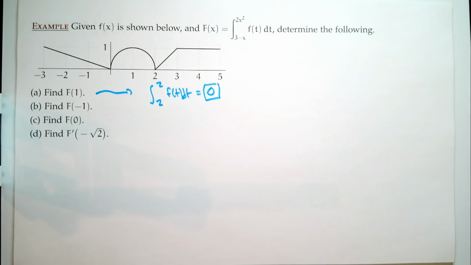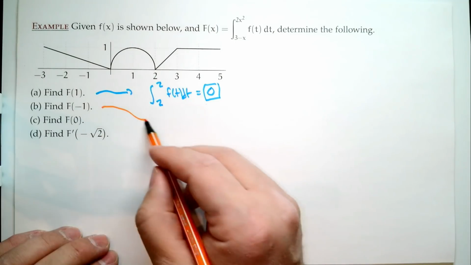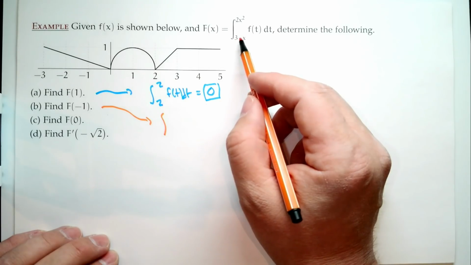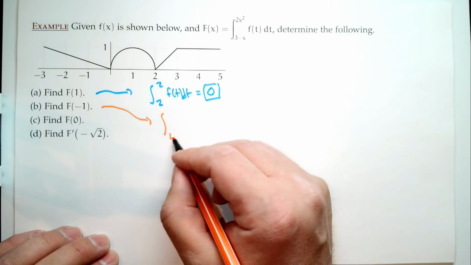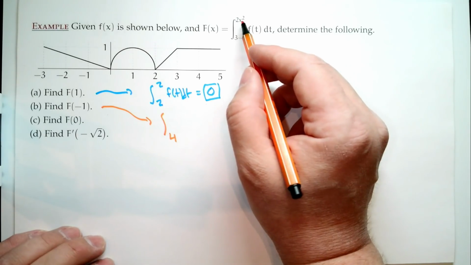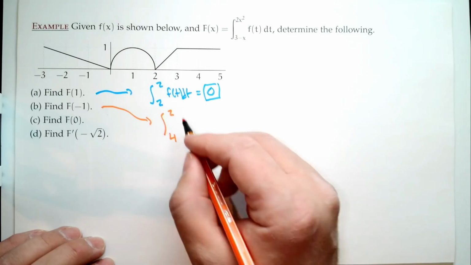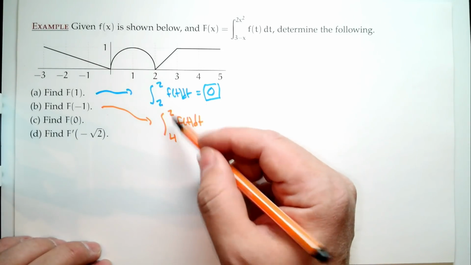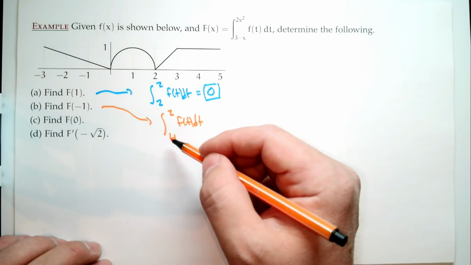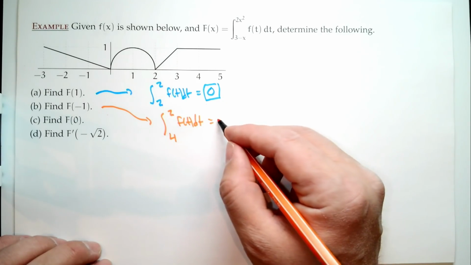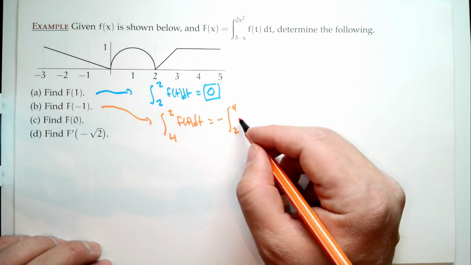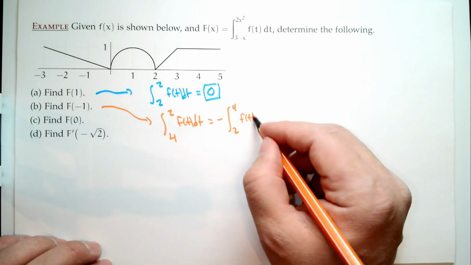All right, well, let's try F of negative 1. So what does that say? We're going to plug in negative 1. 3 subtract negative 1, well, that's 3 plus 1, that makes that 4. We're going to have 2 times negative 1 squared, which is 2, f of t dt. Now notice that these are sort of backwards to how we usually like to go. We usually like to go low number to high number. So we flip. And if you flip the bounds, you change the sign. So negative integral 2 to 4 of f of t dt.